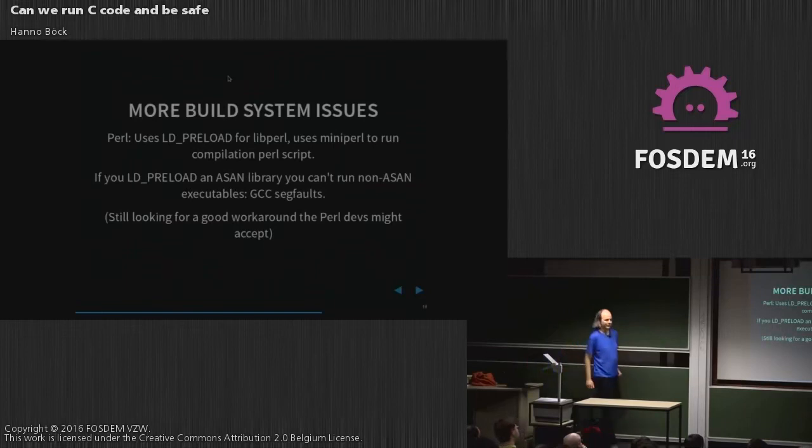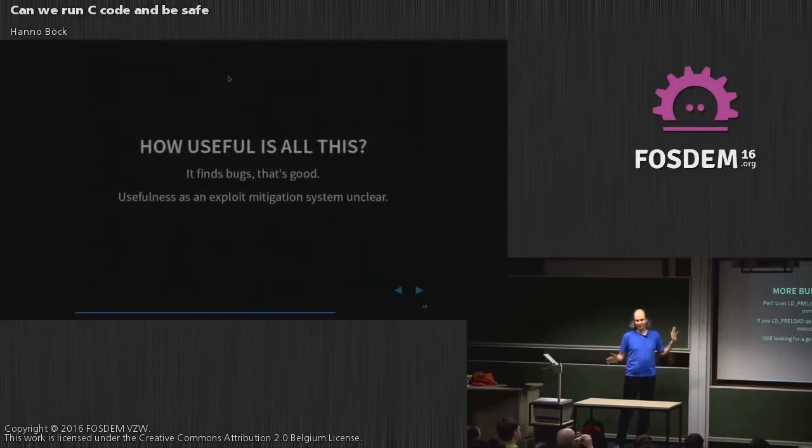Then a tricky issue was with Perl. They are using LD_PRELOAD to load the already built libperl and then run a miniperl to run their own compile script. And if you preload an address sanitizer library and then try to execute GCC, which is not compiled with address sanitizer, it fails. There also, if anyone has a good idea how to fix this in a way that Perl would accept the patch, I would be happy, because it's really tricky and I don't have a good idea how to fix it.